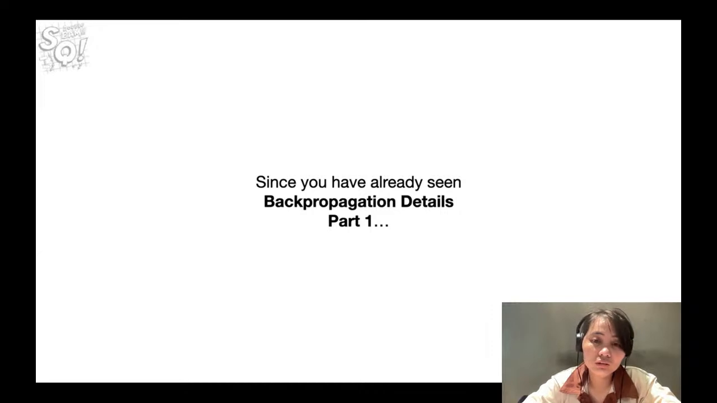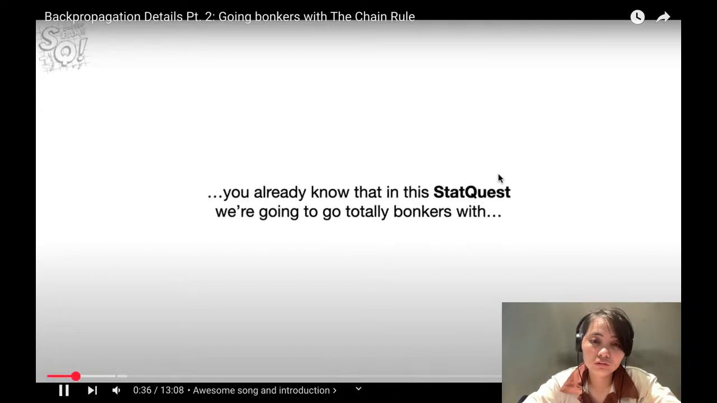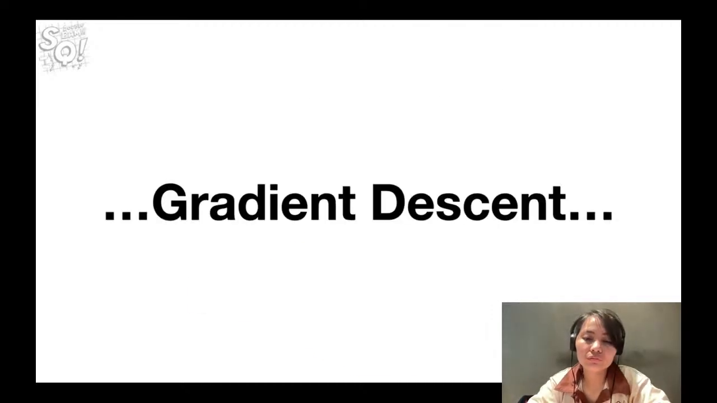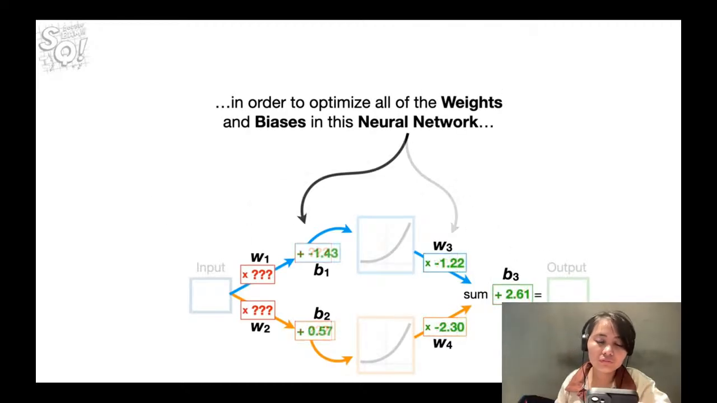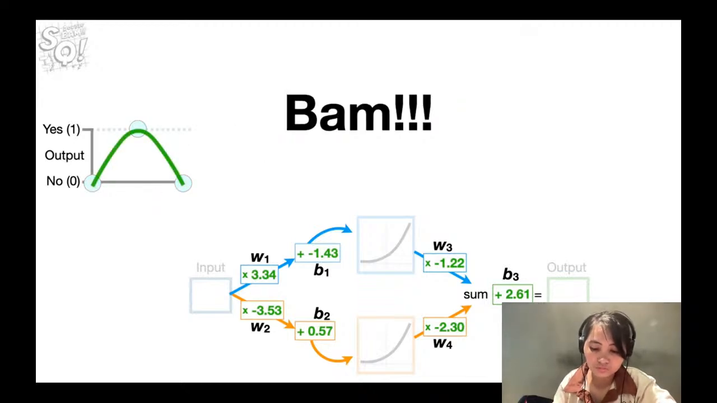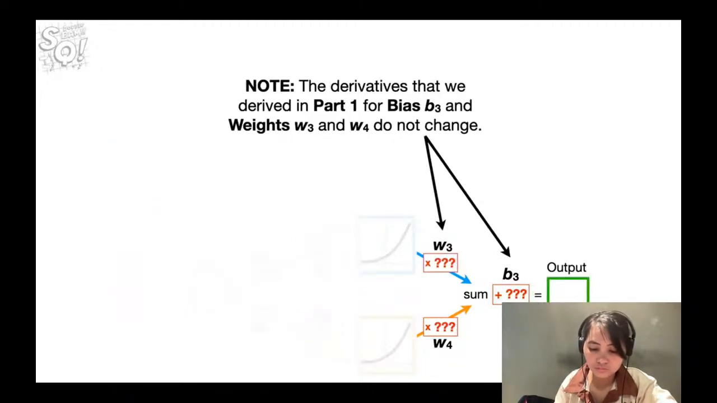Since you've already seen backpropagation details part 1, you already know that in this StatQuest we're going to go totally bonkers with the chain rule and gradient descent in order to optimize all of the weights and biases in this neural network so that it can fit a green squiggle to this data. Bam!